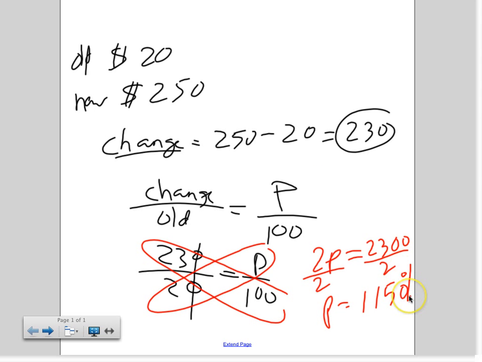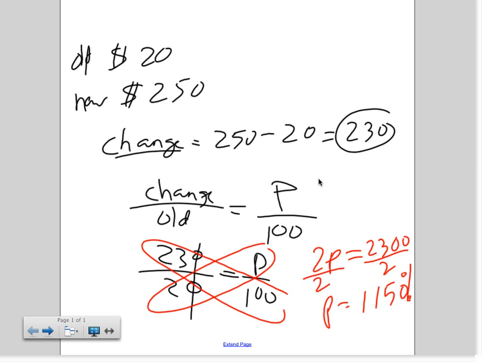So that means the price has gone up by 1,150%, which makes sense because if you double this every time, that's like 100% increase. 20, 40, 60. You see, every time you increase by 20, that's like 100% increase. That's why it comes out to be 1,150% increase. Okay, yes. Ethan. So you make a lot of profit if you actually sell the book.